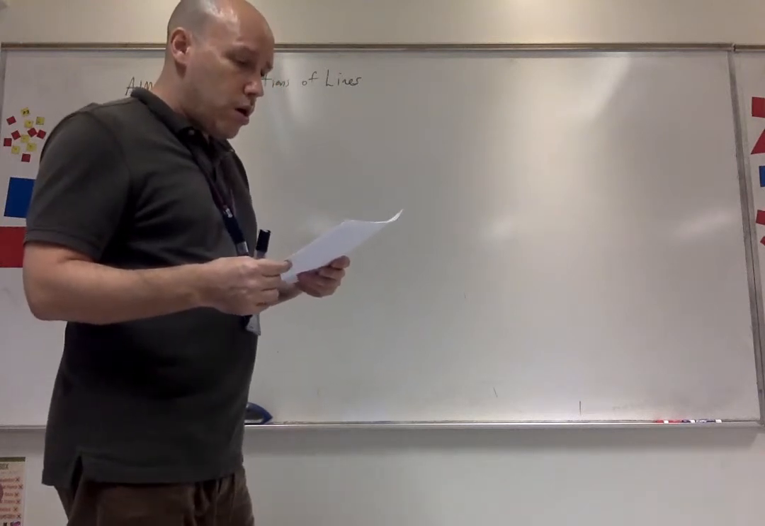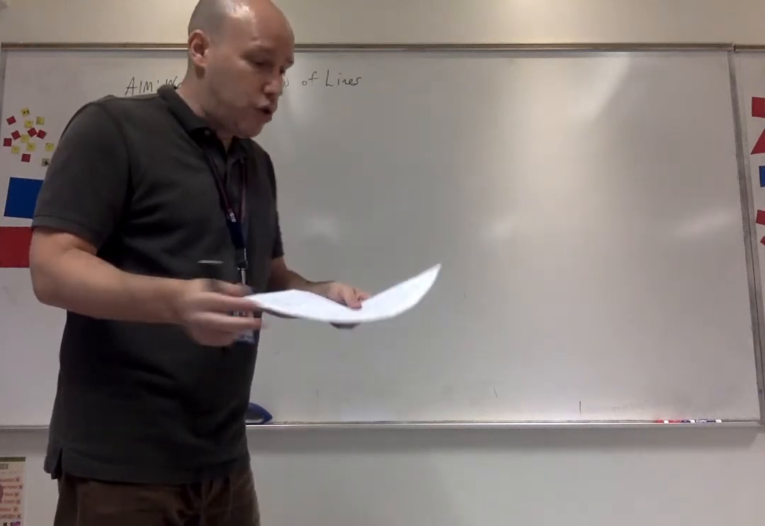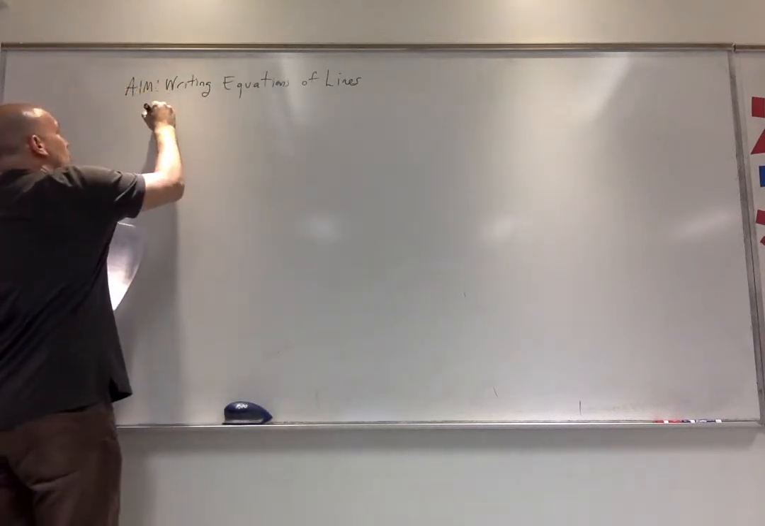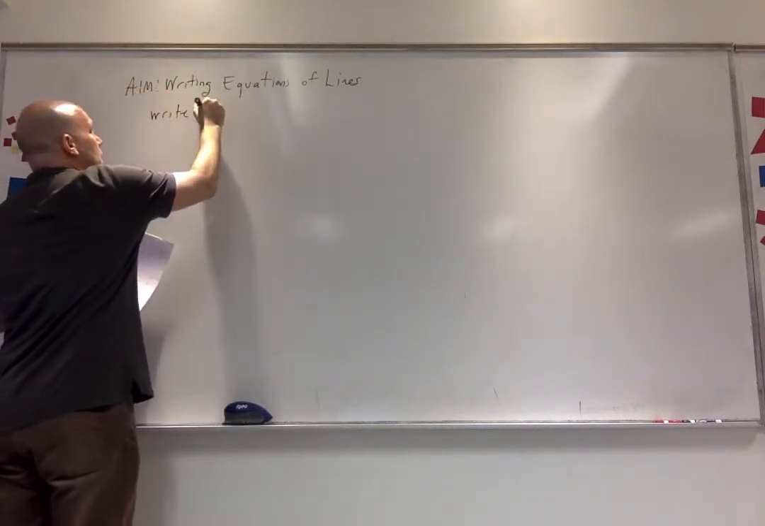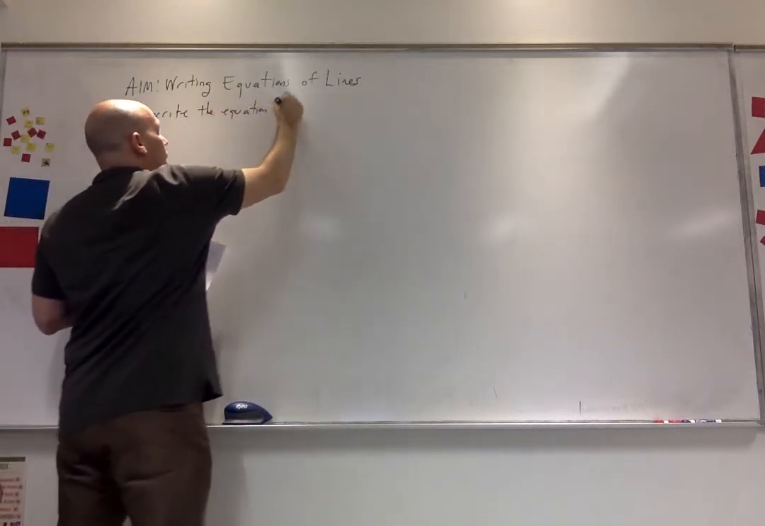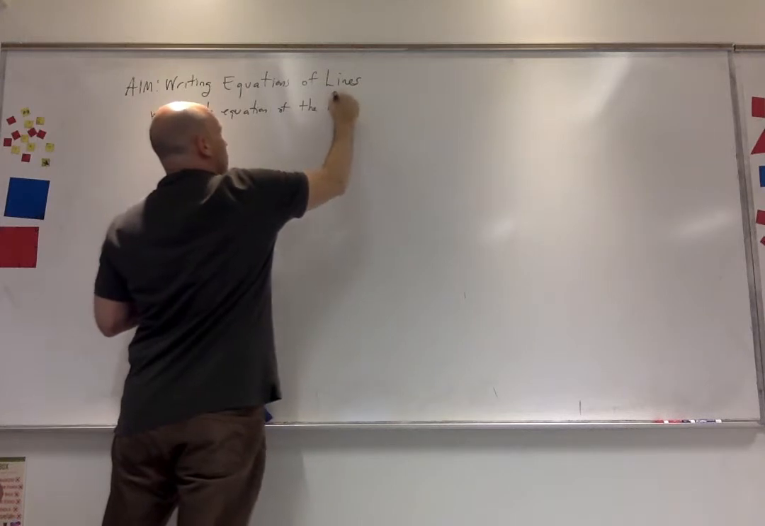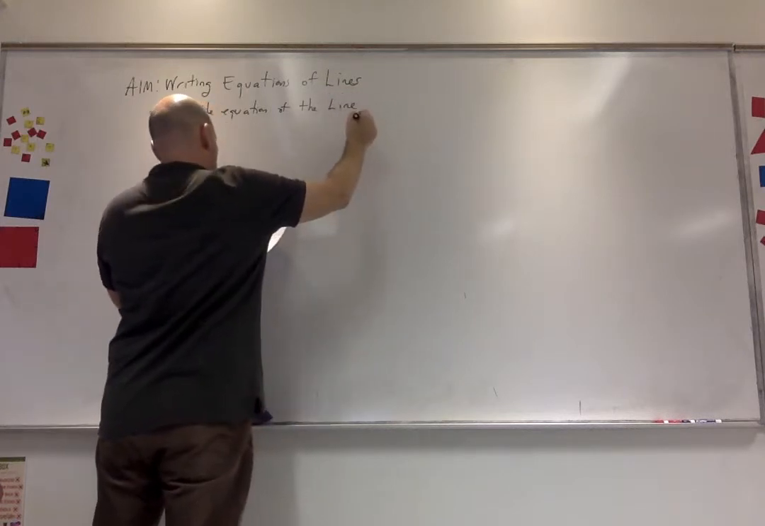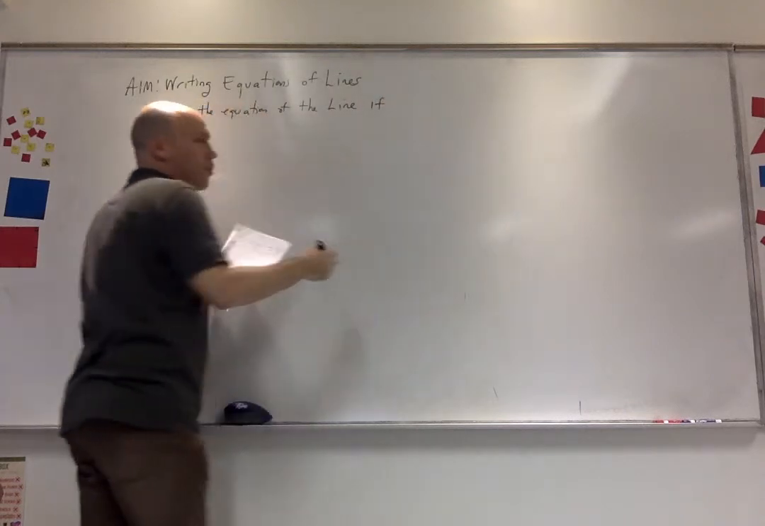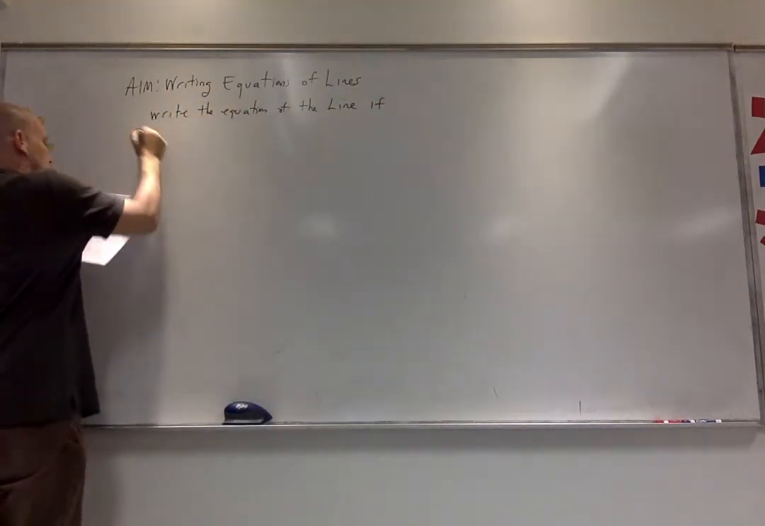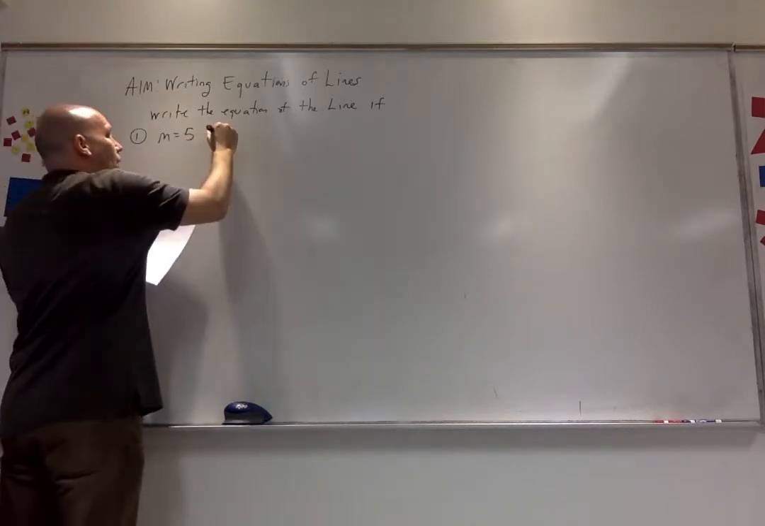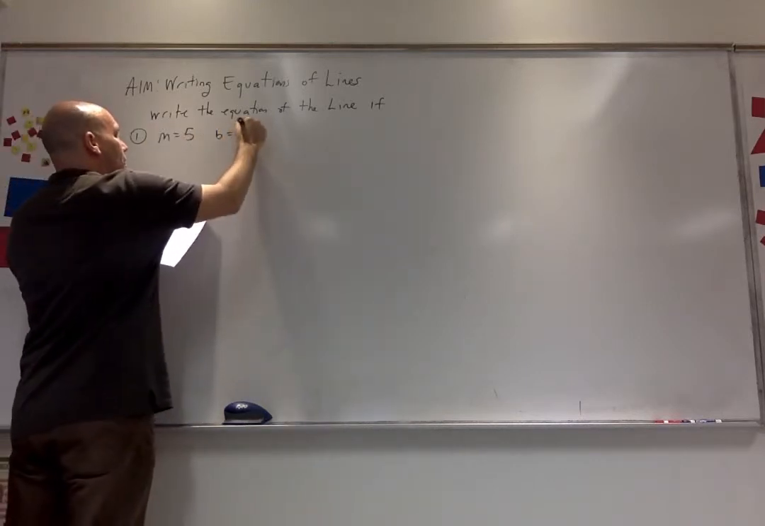So let's just jump right into it. Write the equation of the line if, and then I'm just going to give you some examples. First, the slope is 5 and the y-intercept is 7.